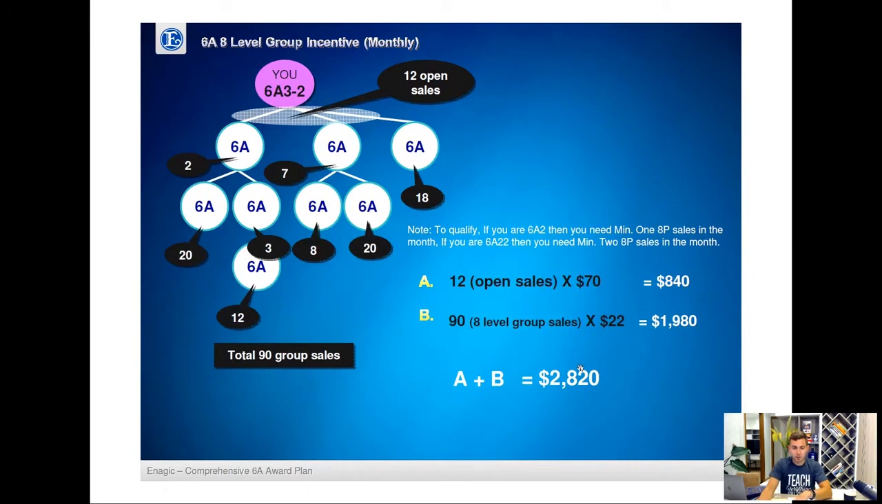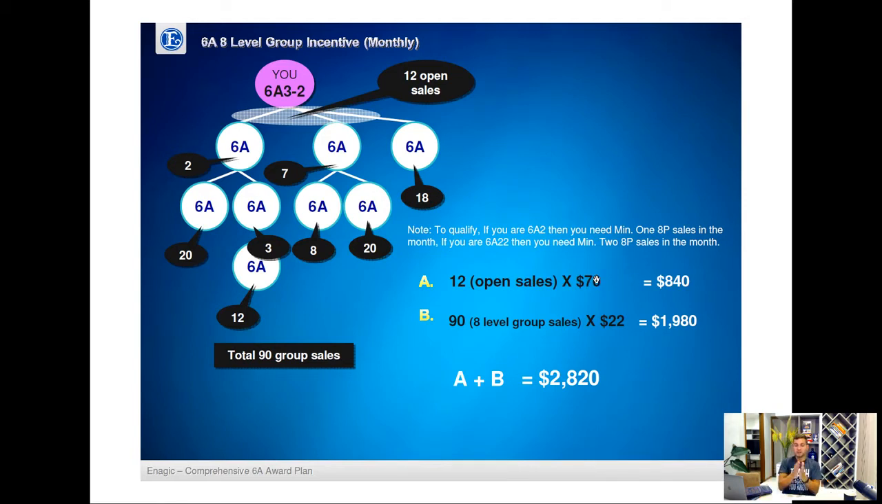Okay, here's another example. All right, here you are at 6A3-2. So that -2, remember, that means you're going to be making $22 for every single product sold within your 8 levels of 6As. Okay, so in order to qualify, all right, you're a -2 here, so it's 6A2-2. Then you need a minimum of 2 8-point sales in the month. All right, you had 12 open volume sales.